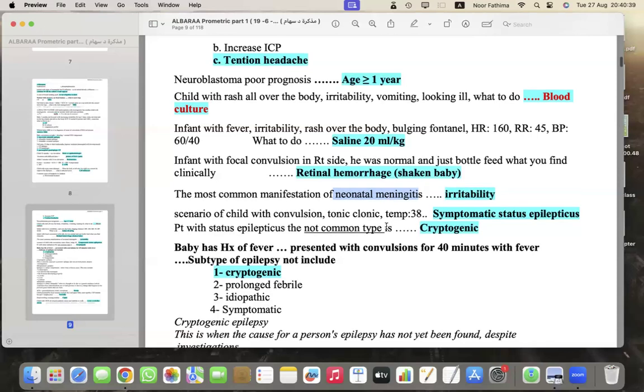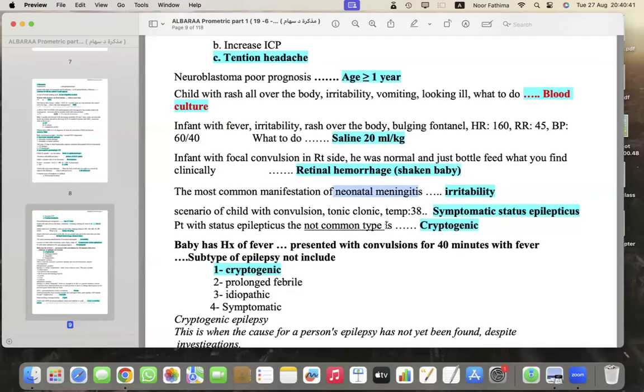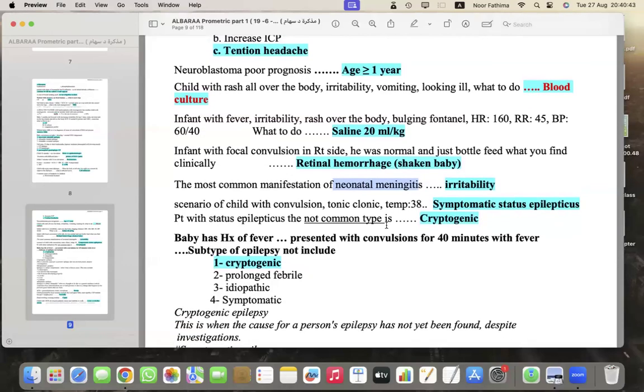Patient with status epilepticus that is not common type. Not common type in children is cryptogenic. Baby has history of fever, presented with convulsion for 40 minutes with fever. Subtype of epilepsy not included.